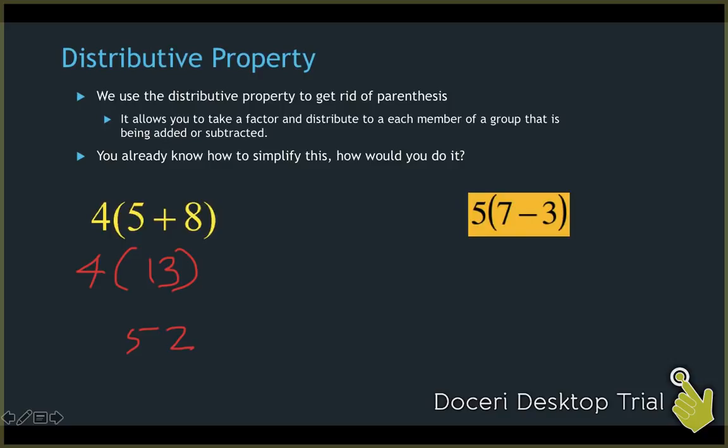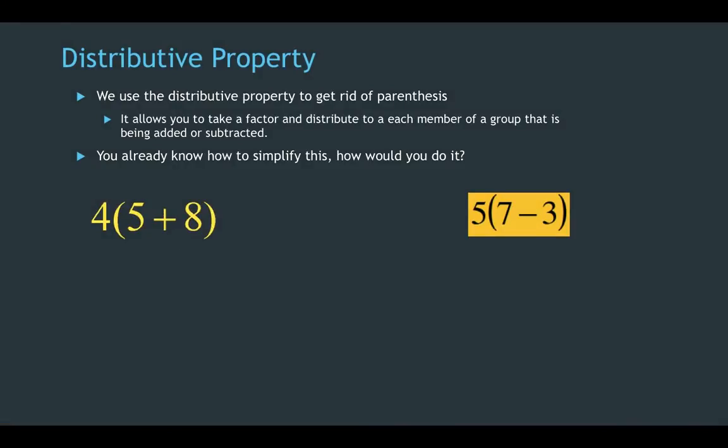And then over here, we could do the same thing. 7 minus 3, we have to do parentheses first, right? 7 minus 3 gives us 4. And then we have to multiply it by 5. That would give us 20. That's how we've done it in the past, right? So why do we need to get rid of parentheses when we already have our order of operations?